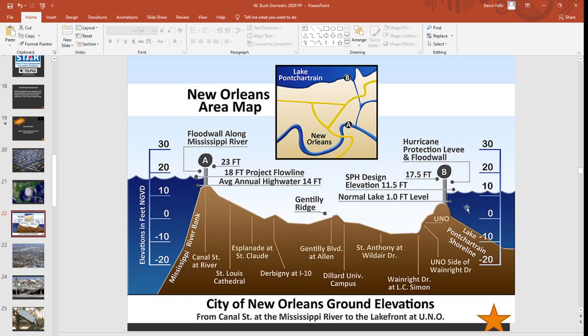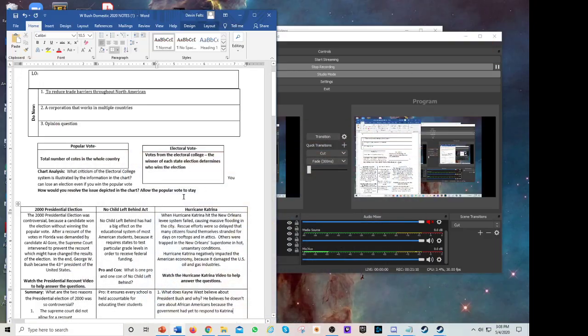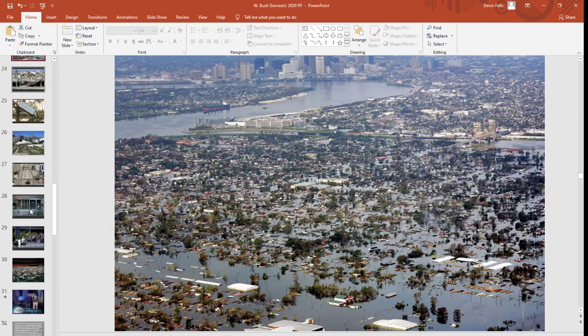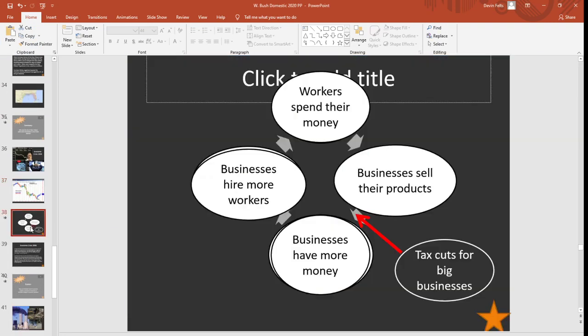Why was the city flooded with water? What happened? Whoops. There we go. Sorry, I minimized that. So we are going to continue, guys.